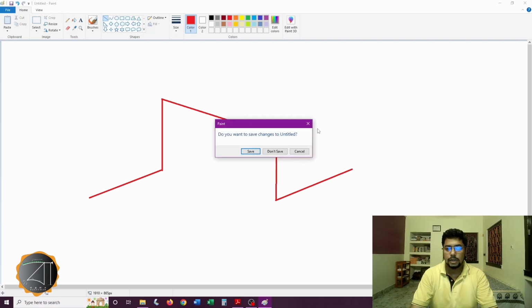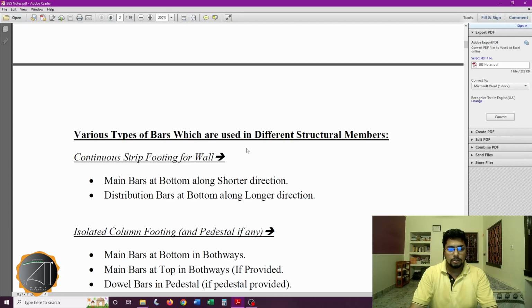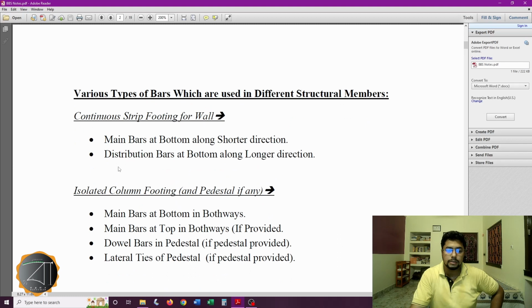Now just getting on to the next topic, various types of bars which are used in different structural members. For continuous strip footing for wall, that is a RCC continuous strip footing, there are only two types of bars: main bars at bottom along the shorter direction and distribution bars at the bottom along the longer direction. Then comes the isolated column footing and pedestal, if any.